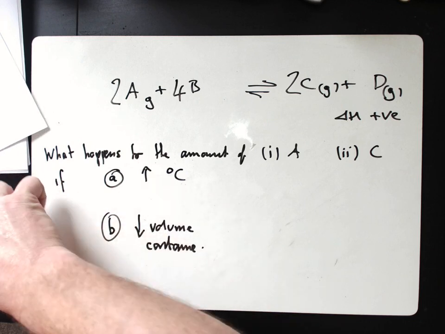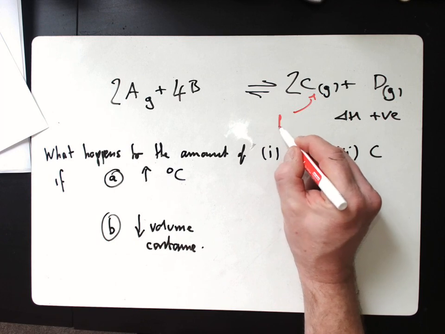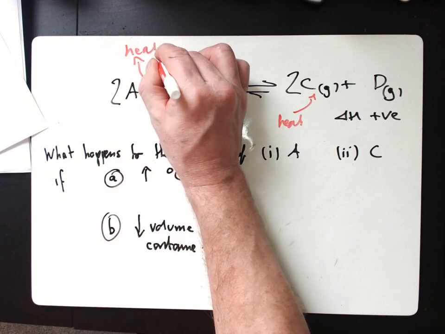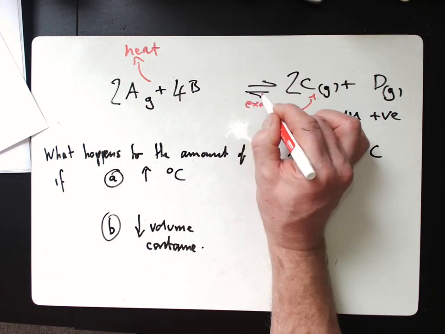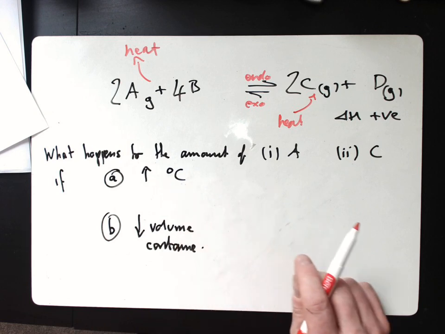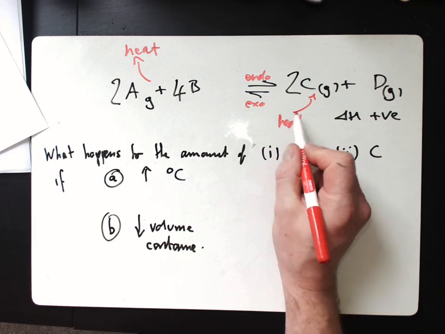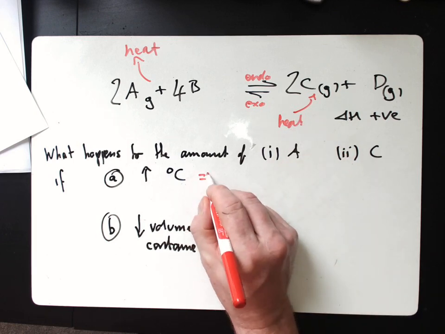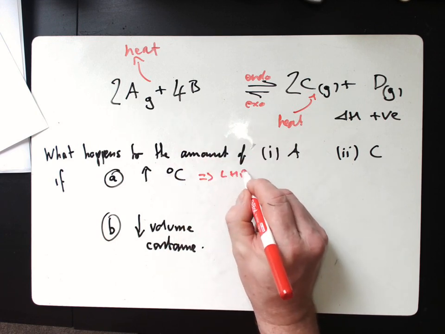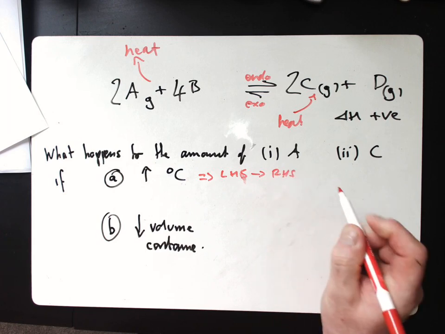So we have an endothermic reaction, which means that going in this direction I will take in heat, and going in this direction is exothermic. I will give out heat. So if I run this at a high temperature, I want the temperature, or the heat, to go down, so I want something that will take in heat. So therefore, what will happen to the amount of C? Well, the equilibrium based on this goes from the left hand side to the right hand side.